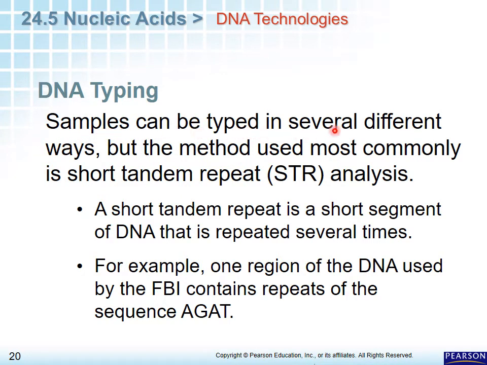A sample can be typed in several different ways, but the method used most commonly is short tandem repeat, STR. What is it? Short tandem repeat analysis. A short tandem repeat is a short segment of DNA that is repeated several times. For example, one region of DNA used by the FBI contains repeats of the sequence AGAT.